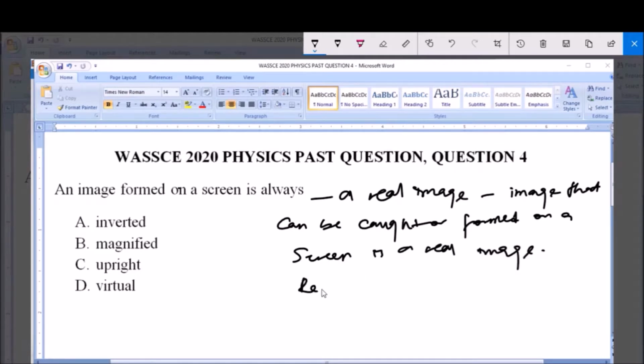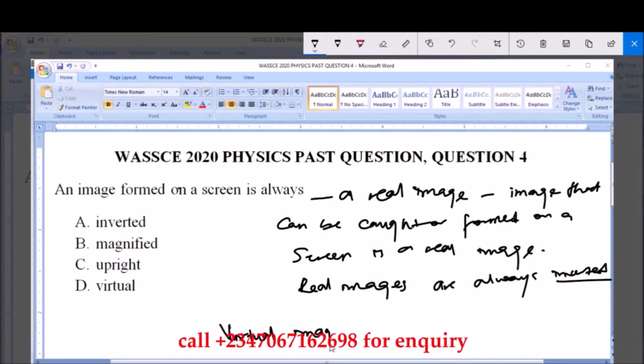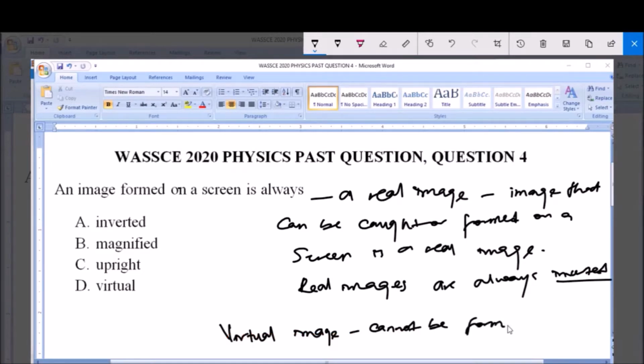Now, real images are always what? Inverted. Remember, we have two types of image. We have the real image and the virtual image. Real images are always inverted. Now the virtual image cannot be caught on the screen. That is, it cannot be formed on the screen. So the answer to this question is option A, because images formed on the screen are real images, and real images are always inverted. Option A, inverted.